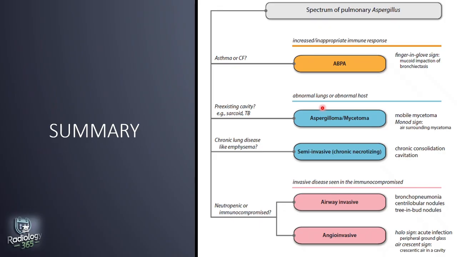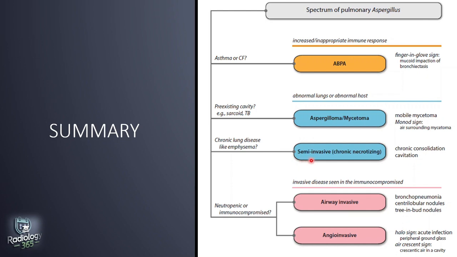So to put it all together, we mentioned that there are 5 spectrum of disease of pulmonary aspergillosis. Allergic bronchopulmonary aspergillosis occurs in patients who have chronic asthma or cystic fibrosis, and it shows the finger-in-glove sign. Aspergilloma or mycetoma would be present in patients who have a pre-existing cavity like prior TB or prior sarcoid, and you have a mobile mycetoma, and it shows the monod sign.